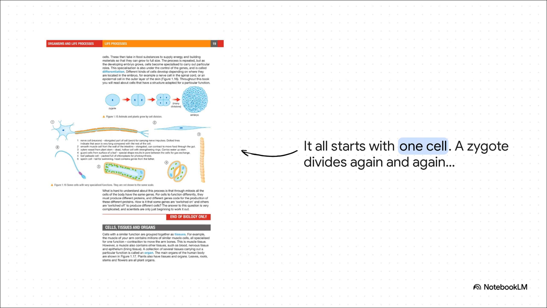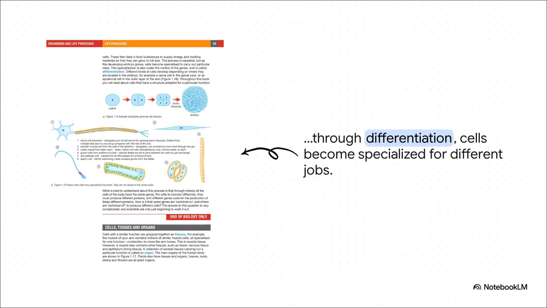Believe it or not, every complex organism starts out like this, just one single cell called a zygote. Through a process of division, that one cell becomes two, then those two become four, then eight, and it just keeps going, multiplying over and over again. But here's where the magic really happens. They don't all stay identical.